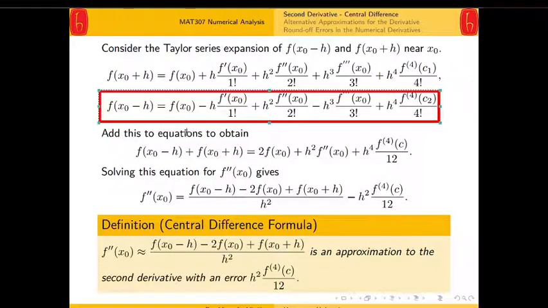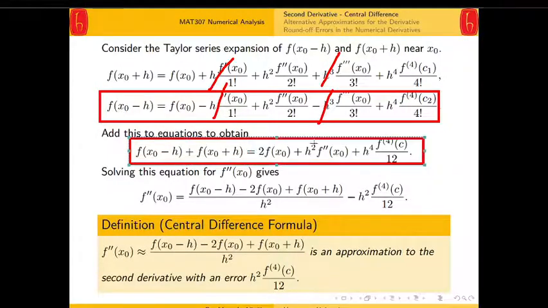If we add these two equations, we will obtain on the left hand side f of x naught plus h plus f of x naught minus h. On the right hand side, if we add these two, we will basically cancel these two terms, and then these two terms will remain, and these two terms will cancel out, and this will also remain. So we will end up with this formulation here.